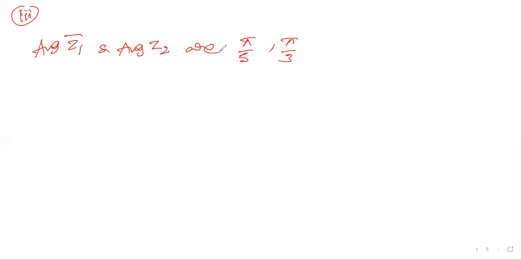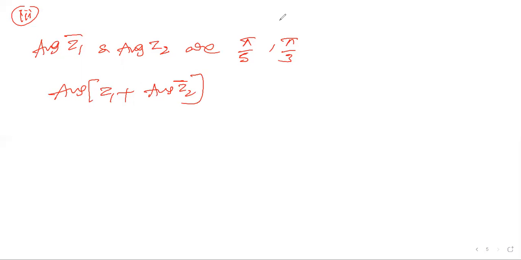The third one is here. Arg Z1 bar and arg Z2 are mentioned. Arg Z1 bar is pi by 5. Arg Z2 is pi by 3. What they're asking is to find arg Z1 plus arg Z2 bar.